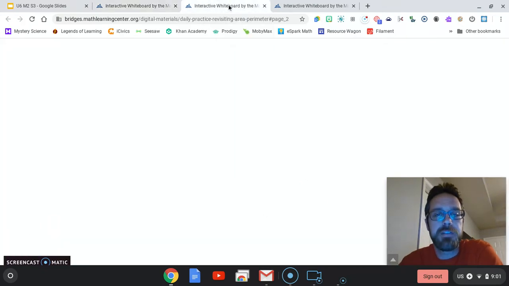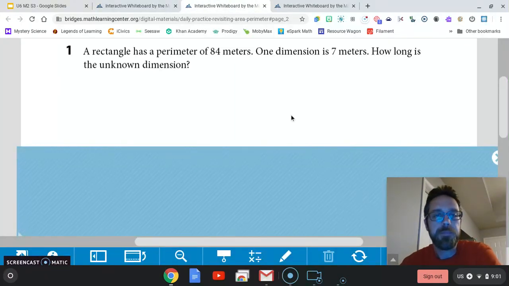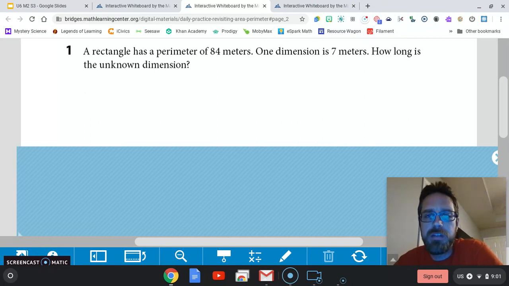All right, let's look at our next problem. A rectangle has a perimeter of 84 meters. One dimension is 7 meters. How long is the unknown dimension? So let's take a rectangle. I'm going to stop right there.